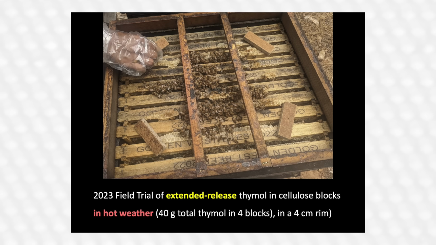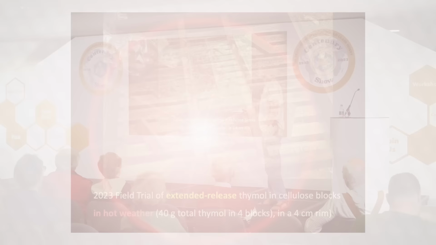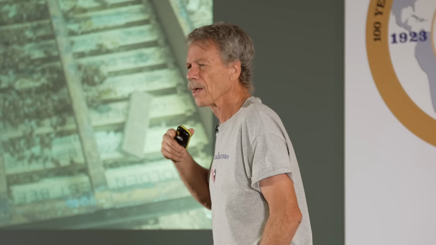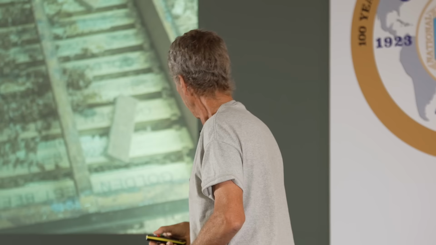We put them out in very, very hot weather. So outside temperatures, 30, 36 degrees or so, under a brown lid with the sun beating on it. You couldn't put your hands on the lid, it was that hot. Four blocks in here, so 40 grams total treatment.